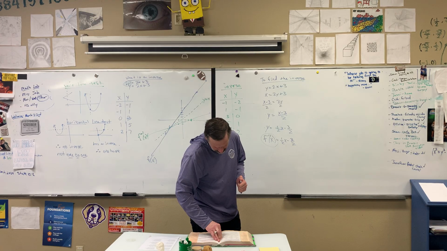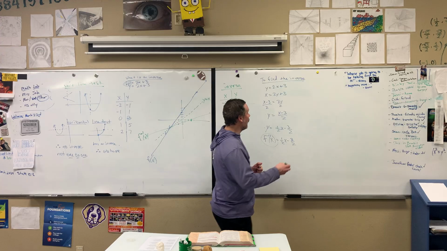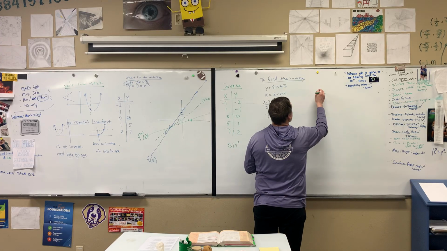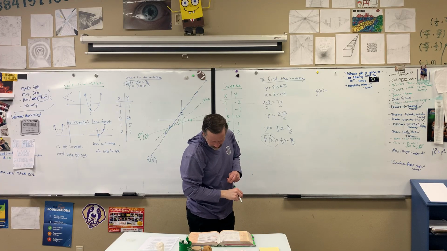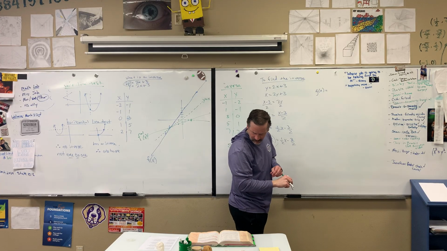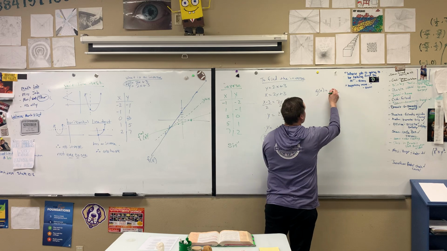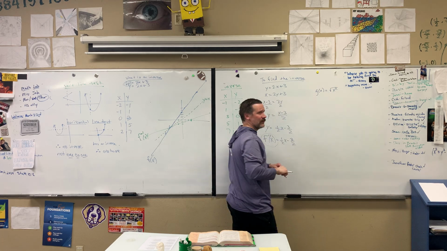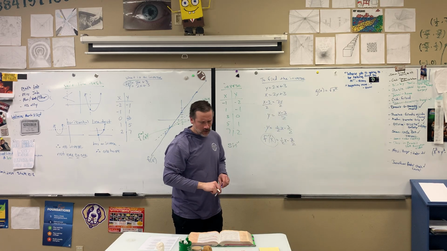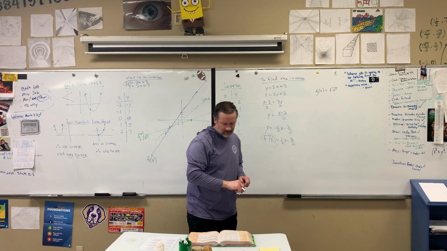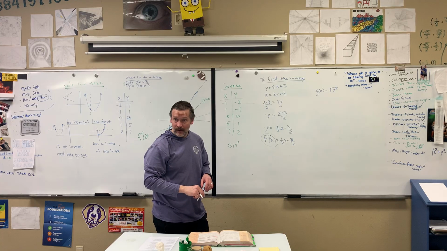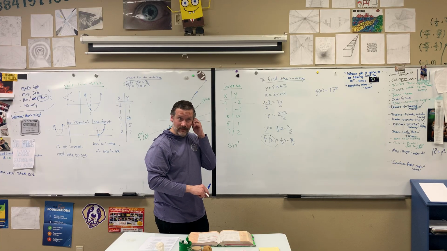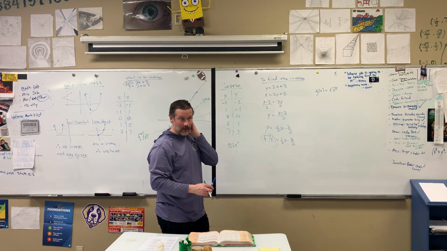Let's do an example here. Let's say you have g of x is equal to the square root of x squared. So what we want to do is graph this and then use the horizontal line test to see if it has an inverse. Now this one looks a little funky, right? Because it's the square root of x squared.